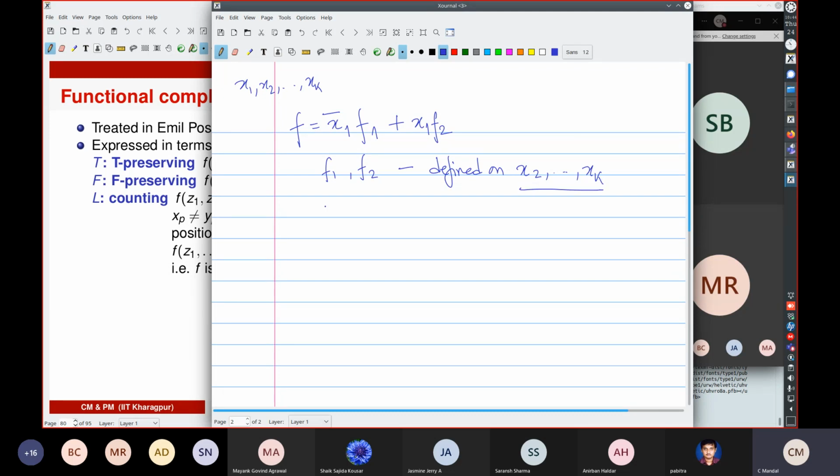Now we could also say that f1, f2 are defined on, let us say, x1 and x2, where x1 is a dummy variable.